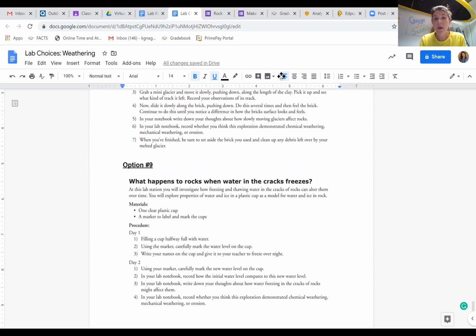Now that we went through our options, you have 9 to choose from. Pick one that works for you. If there are any questions, email me, and I will help you and guide you through it. But I know you guys can conduct your own lab. On Tuesday, you are going to do your lab. So you're going to choose one and you're going to do it.